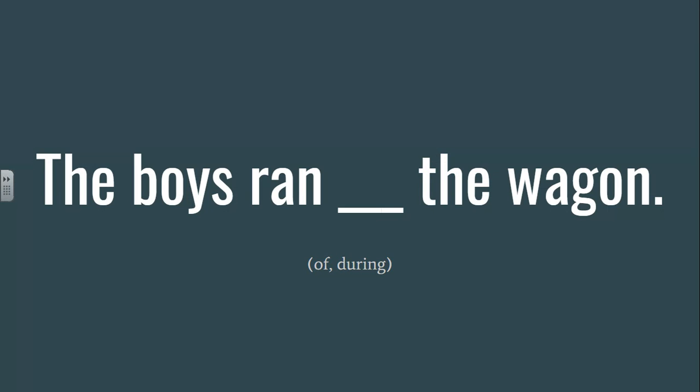And here is the sentence that I will say over and over to you. The boys ran blank the wagon. If you're stuck, take every word in the sentence and read it to see if it makes sense in that blank. There are two prepositions that don't make sense in the blank. So you memorize of and during. Otherwise, you memorize this sentence, the boys ran blank the wagon, of and during, and then you should be able to find prepositions.